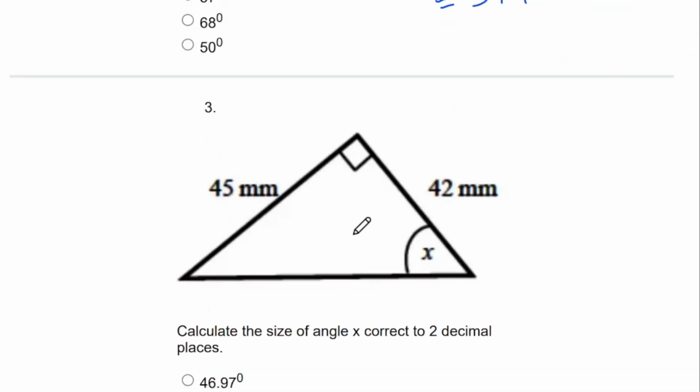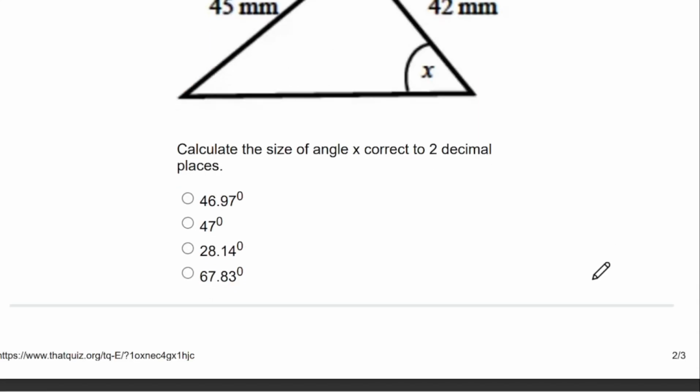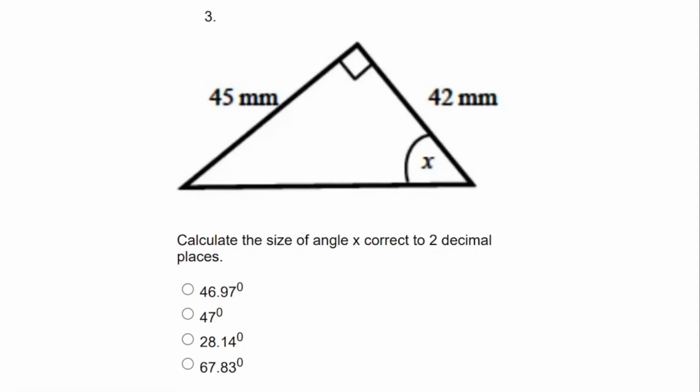Okay, so we move to the next question, question 3. So for question 3, what we have is this: calculate the size of angle x correct to 2 decimal places. Correct to 2 decimal places. So the same thing, we're going to do the same thing.